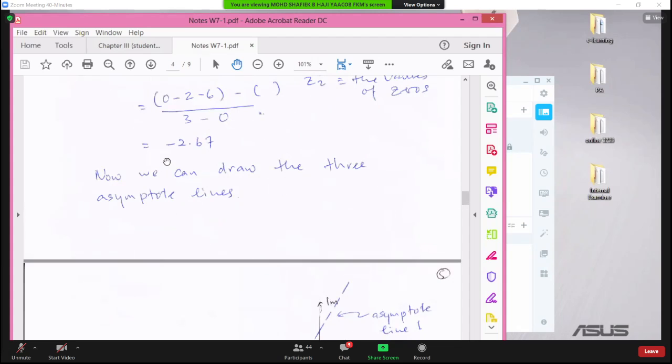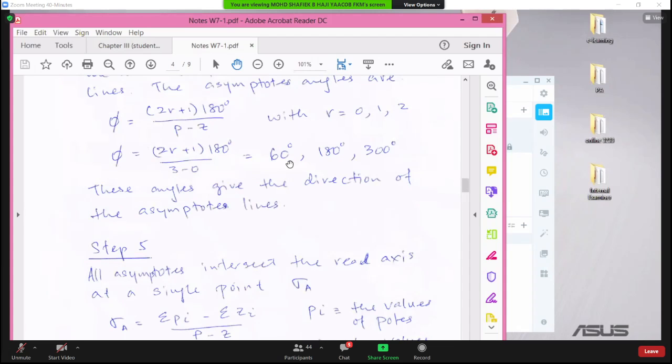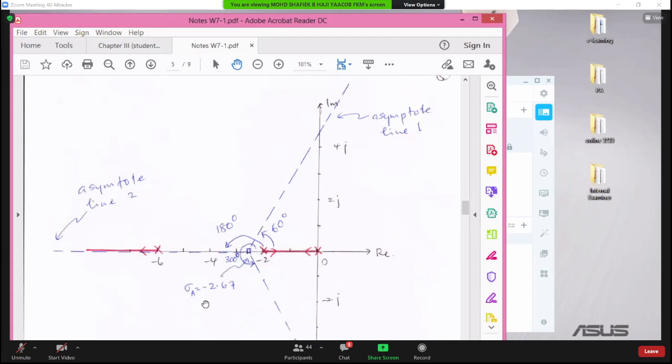So the first asymptote line is at an angle of 60 degrees. You come here, it goes through that -2.67, measure 60 degrees, and there goes your first asymptote line all the way to infinity. Your second asymptote line at an angle of 180, go all the way to the left. This is your second asymptote line, the dotted blue line.